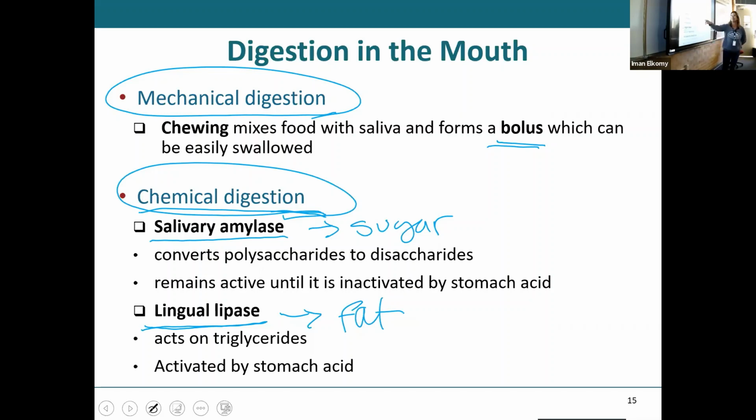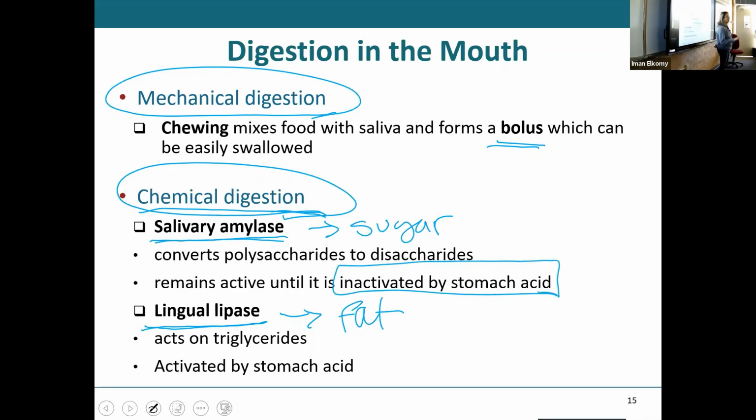Okay, salivary amylase breaks down sugar, secreted into your mouth by the salivary glands. It is active in your mouth. It is actively breaking down sugars right there in the mouth. When it hits the acid of your stomach, it's no longer active. It's inactivated by stomach acid.